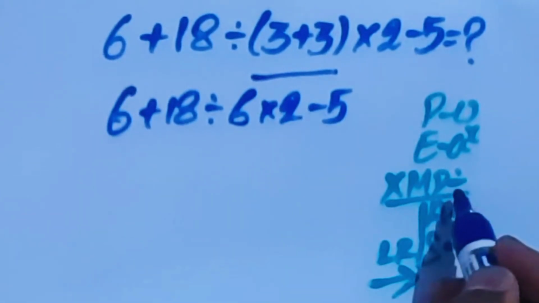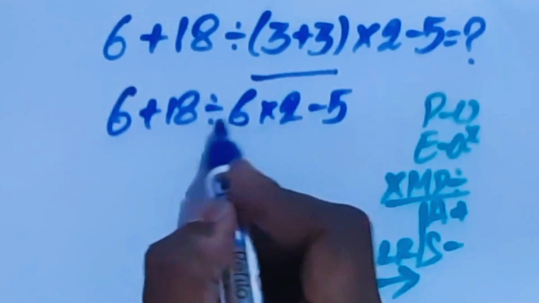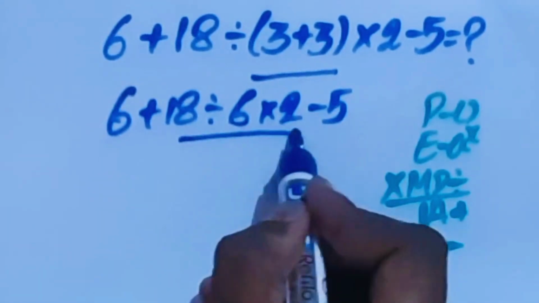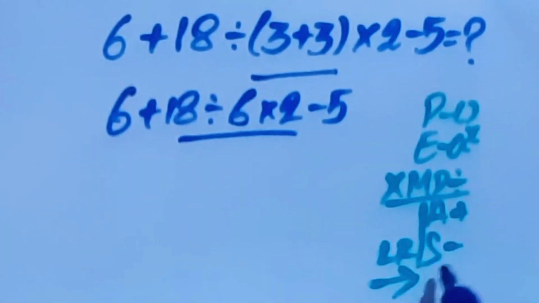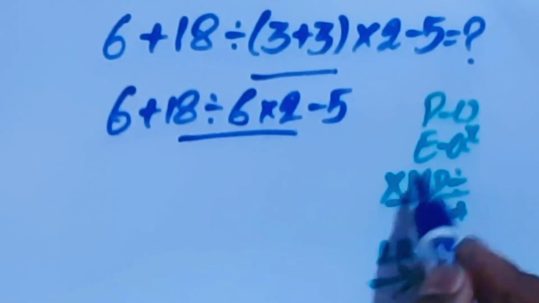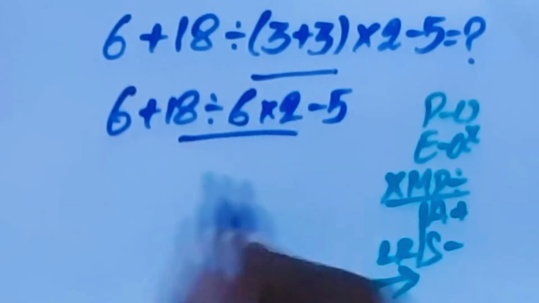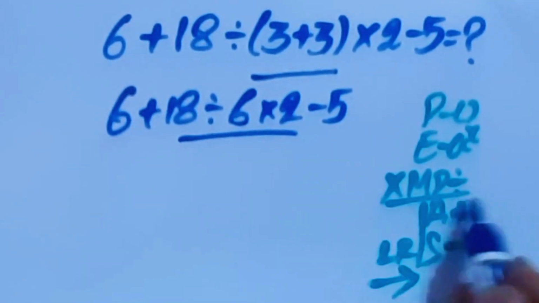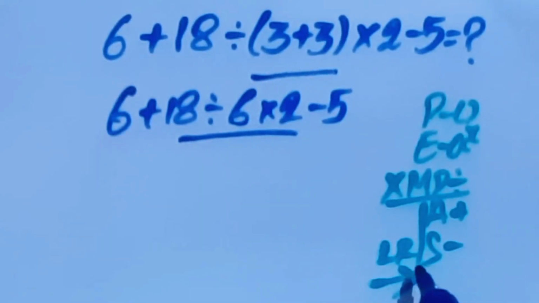Here next priority is multiplication and division. Here we have addition, division, multiplication and subtraction. Here division and multiplication are higher priority than this addition and subtraction. So we have to do this multiplication and division before this addition and subtraction. Here multiplication and division are equal priority. For this we have introduced this left to right rule.